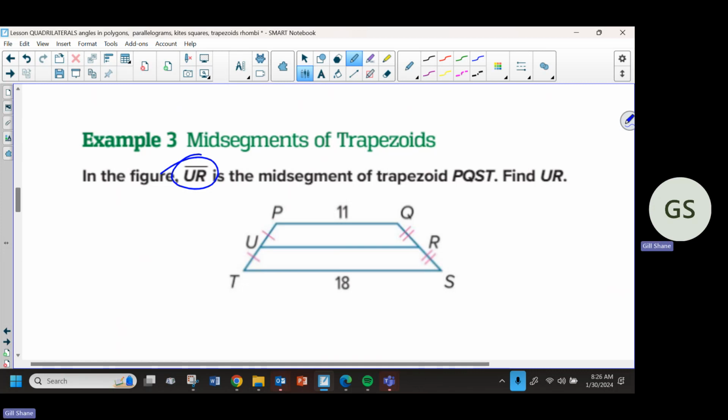If I have a mid-segment, what that means is the endpoints of that segment, the endpoints of UR, so U and R basically. U is a point, R is a point.